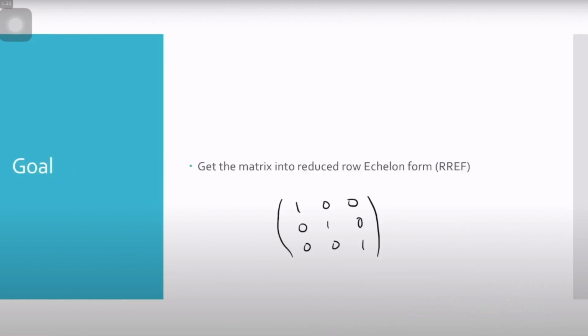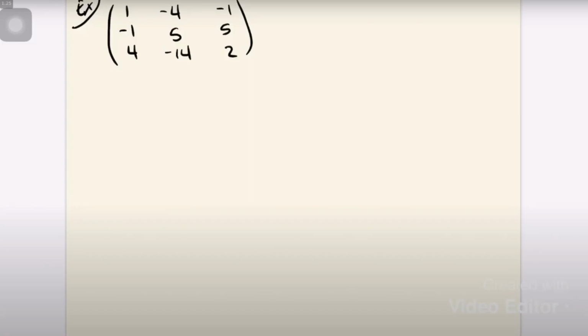Row reduction is to get the matrix into reduced row echelon form, or RREF. That matrix is basically a diagonal sequence of ones and everywhere else zeros. Now we will work on an example that involves the 3 ways of row reduction. Keep in mind, our goal is this reduced row echelon form here.